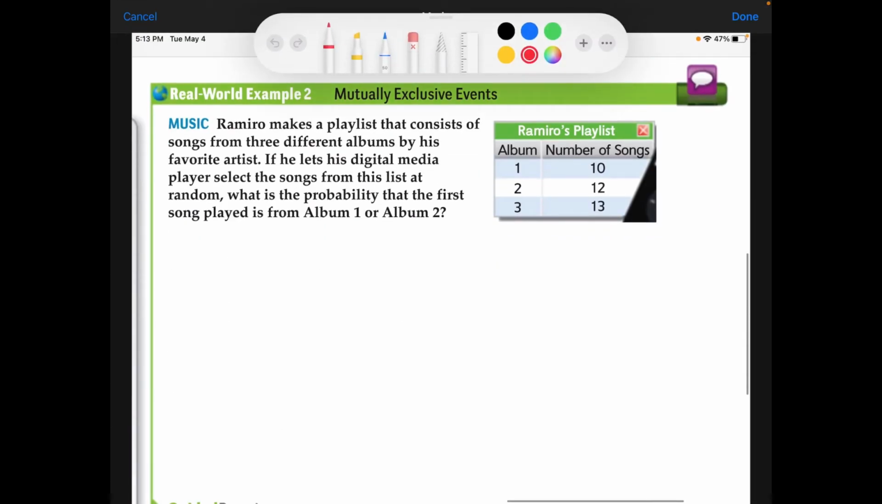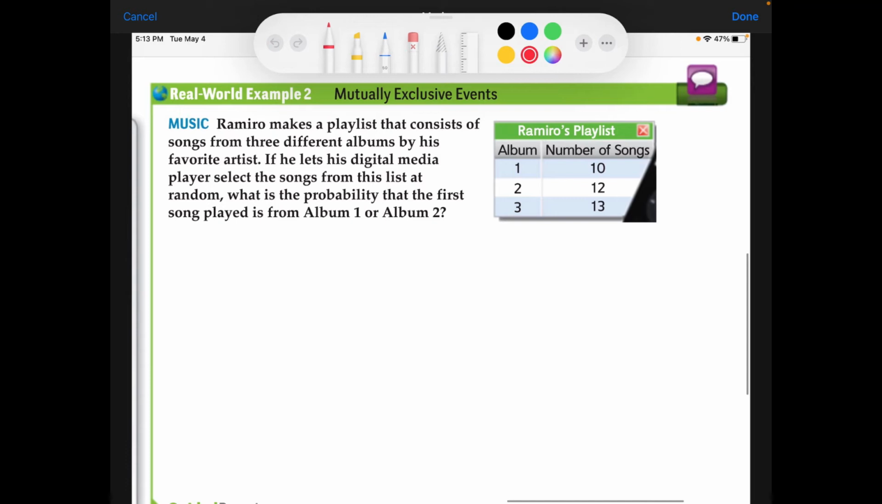Okay, so here it says, Ramiro makes a playlist that consists of songs from 3 different albums by his favorite artist. If he lets his digital media player select the songs, and here says digital media player, let's just think of your cell phone or wherever you listen to music. He lets his digital media player select the songs from this list at random. What is the probability that the first song played is from album 1 or album 2? Now, the thing to remember here is that these are mutually exclusive events, since the song selected cannot be from both album 1 and album 2, so they're mutually exclusive.